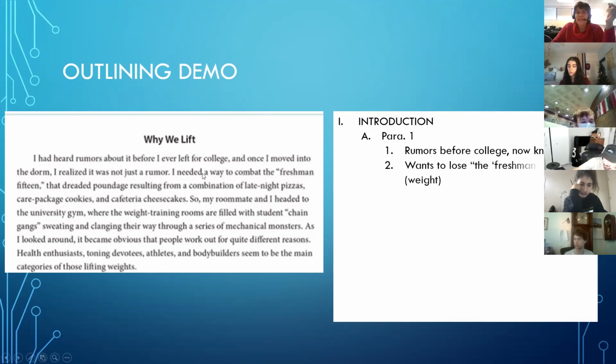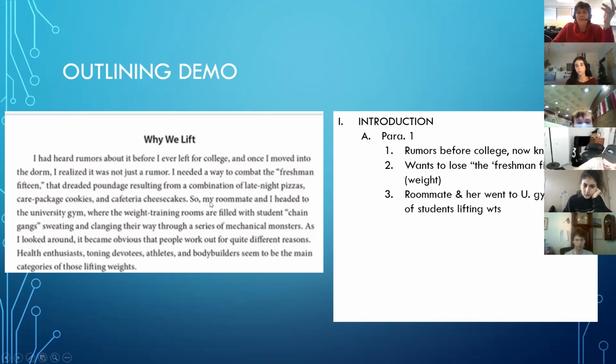Then I go to the second sentence, which says, "I needed a way to combat the freshman 15, that dreaded poundage resulting from a combination of late night pizzas, care package cookies, and cafeteria cheesecakes." So I sum that up as wants to lose the "freshman 15," I put in quotes. And then a note to myself, I wrote it as weight. I didn't include any of the examples because I'm just writing notes over here. I'm not looking for those little bitty details.